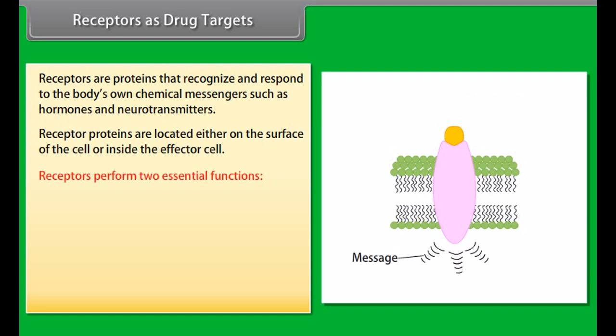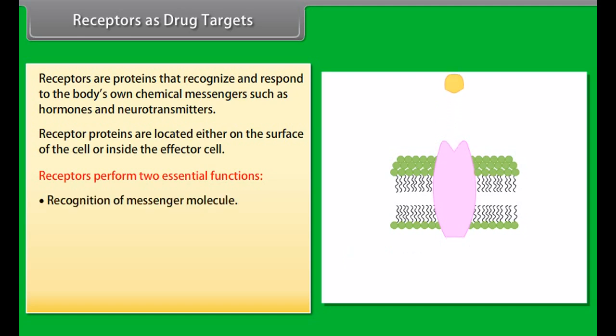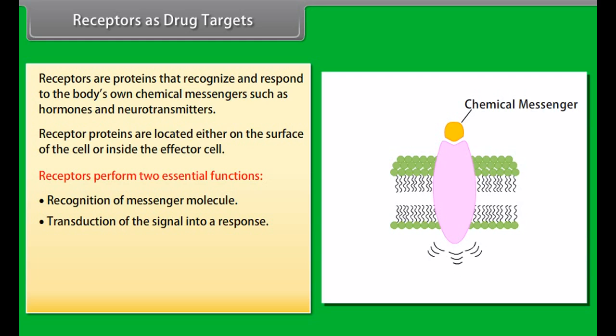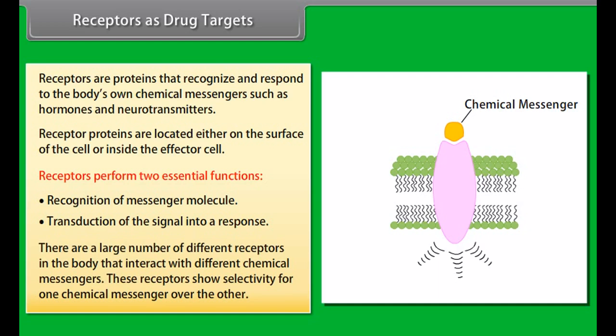Thus, receptors perform two essential functions: recognition of the messenger molecule, and transduction of the signal into a response. There are a large number of different receptors in the body that interact with different chemical messengers. These receptors show selectivity for one chemical messenger over the other.